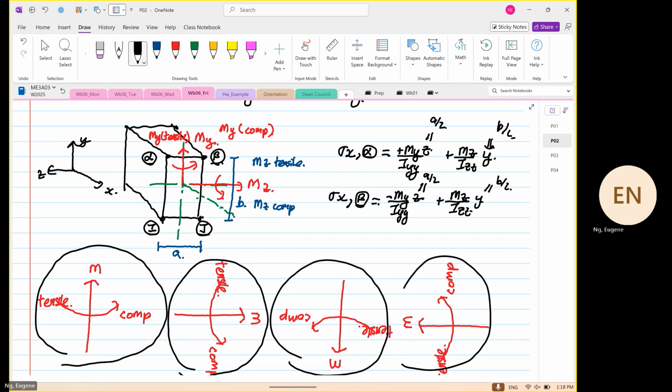We clear? So what we can see down here is that stress x at point alpha is not equal to stress x at point beta. So it's what we call unsymmetrical bending.